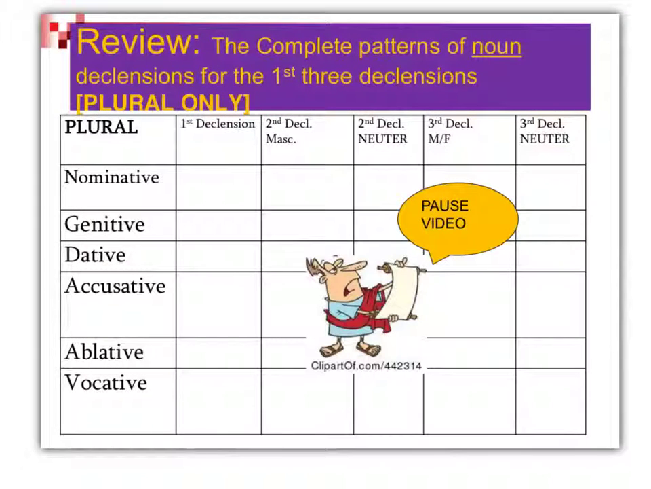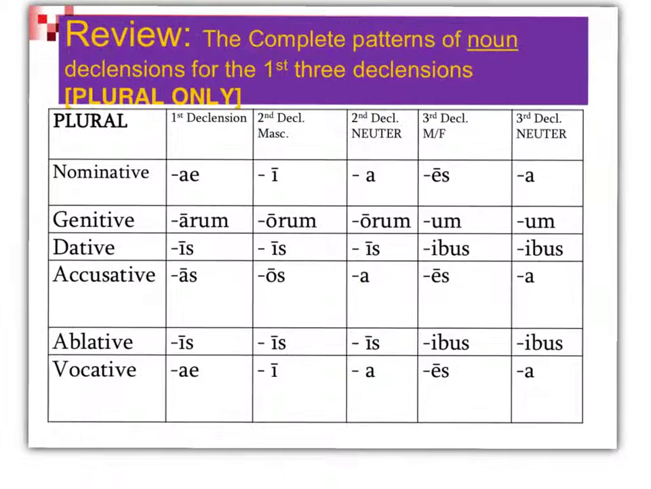Alright, now Crispus says try it again with the plural for all the three declensions. Hopefully you can do it by memory. So pause the video now and do that. Right then, how do we do? Here are the answers. Please check your responses with this answer key here.